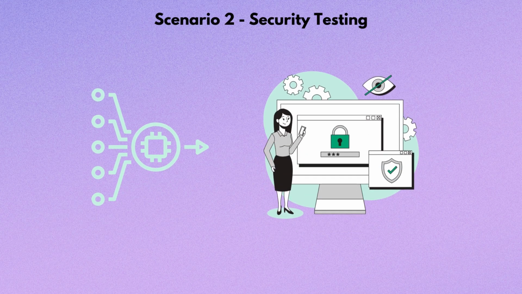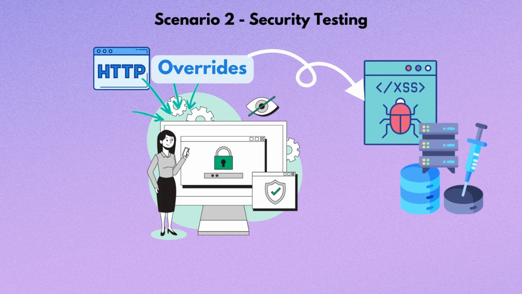Security testing often involves testing how an application handles various types of malicious input. Developers can override HTTP responses to simulate attack scenarios, such as cross-site scripting or SQL injection within the response data.